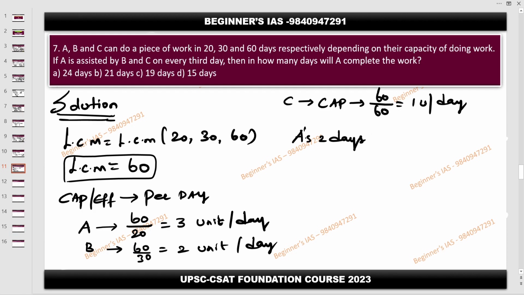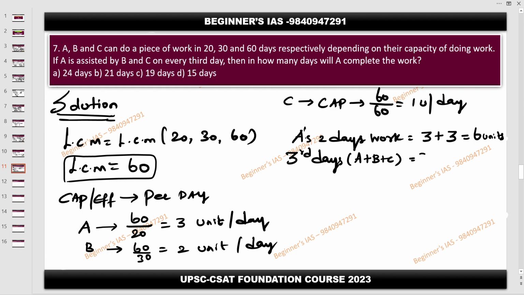2 days work. 1 day has the capacity of making 3 units. The second day also has the capacity of making 3 units. So in 2 days, A completed 6 units. Third day, listen carefully. Third day, who is going to work? All 3. A is working, assisted by B and C.